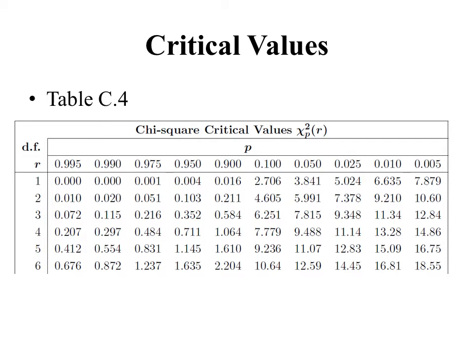The critical values are given in table C4 from the appendix. Across the top, we have different values of p, that's the subscript, and then on the left we have the number of degrees of freedom. The degrees of freedom here are denoted r instead of n, and in our examples you'll see why we denote those r instead of n. So the critical values are given in the middle. Again, this is a table of critical values. This does not give us areas underneath the chi-squared density curve directly.